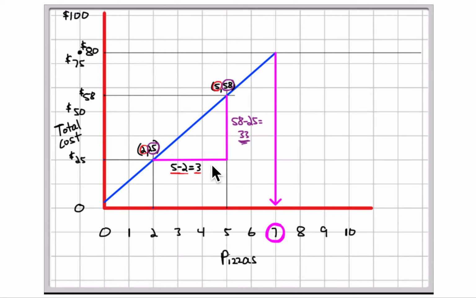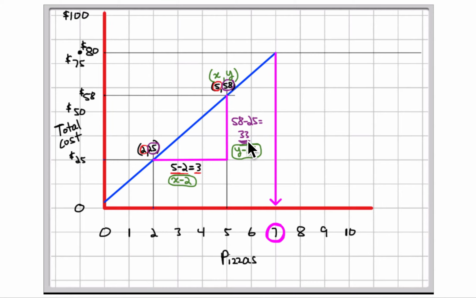And so how much do those 3 pizzas cost? Well, it's the $58, and you got to get rid of the $25. That's the cost for 2 pizzas, and it's also the delivery cost. So you're getting rid of both of those things. What you're left with is just the cost for the 3 pizzas. So this is the slope. This is the rate of change, or the unit rate.